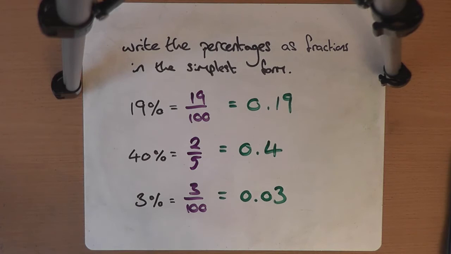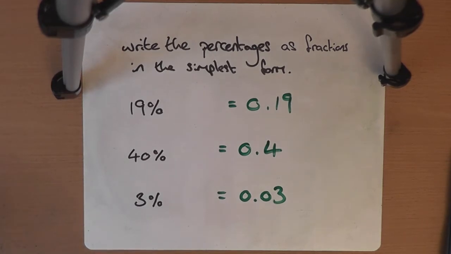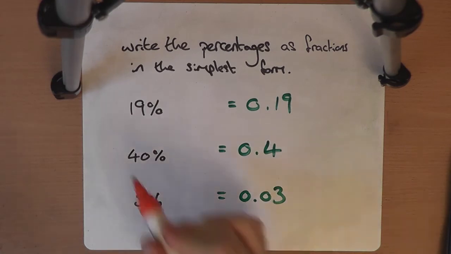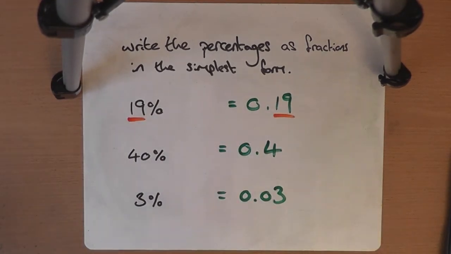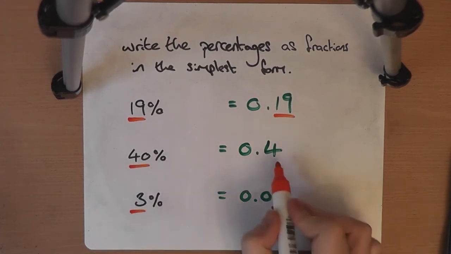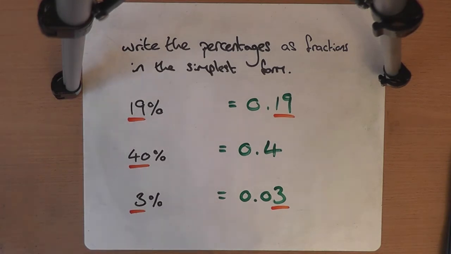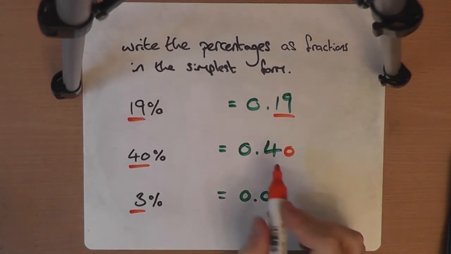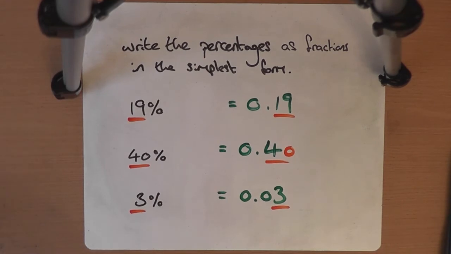Let's just take away the fractions for a minute. And now, looking at those pairs of percentage and decimal, is there a connection between them? Well, I would say there was. 19%, 0.19, 3%, 0.03, and 40%, 0. Oh, hang on. Couldn't we rewrite this? Couldn't we add something in afterwards? If I put that on the end, the number has not changed. And suddenly, 40% and 0.40.